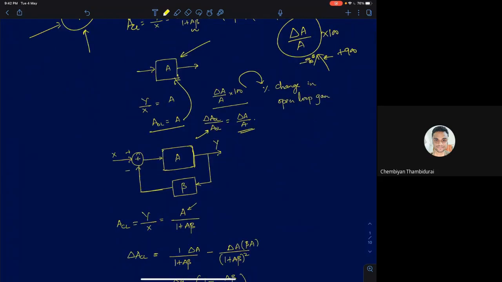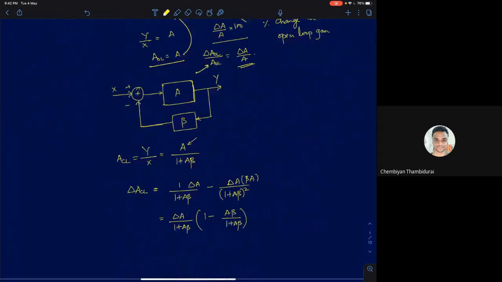Now we'll try to calculate the percentage change, or the fractional change, in the closed loop gain. Your closed loop gain is given by A by 1 plus A beta. Now remember, the only parameter that's going to change here is A. Beta is constant. A is the only parameter which is changing. So what I'm going to do is differentiate this term with respect to A. If I want to find incremental changes, or the change delta ACL that's due to the change in A, I'll have to differentiate this expression with respect to A and find out that value.